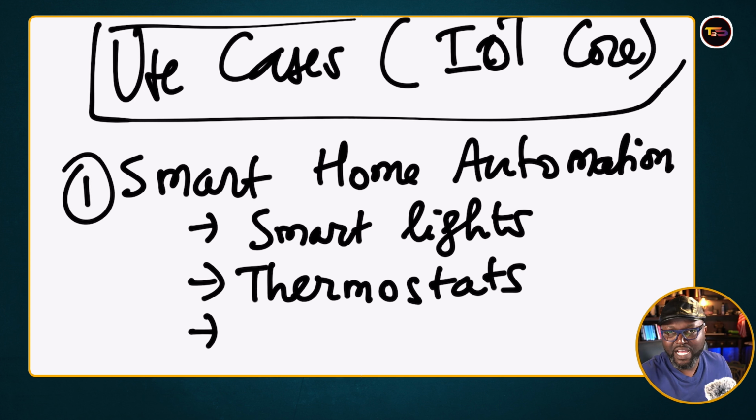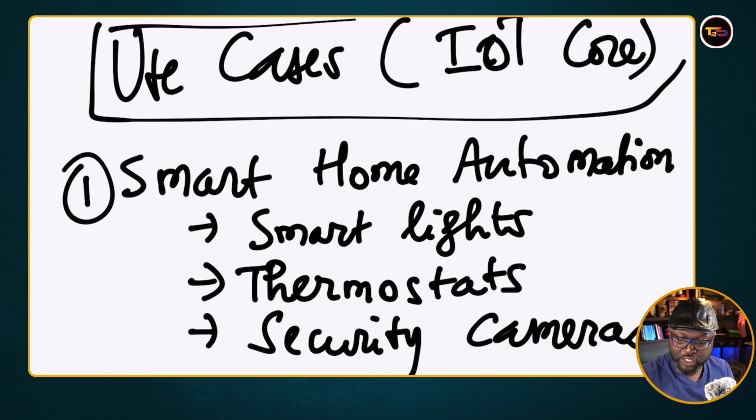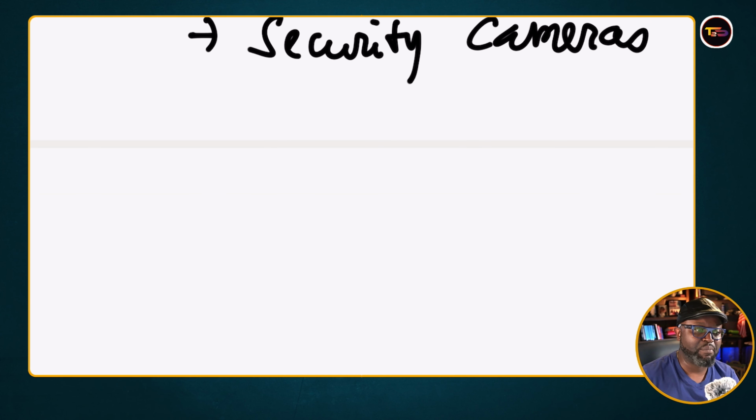These devices are connected to the cloud and then to something like IoT Core, depending on what cloud computing platform this company is using. And then the last one would be something like security cameras. I think I mentioned that before. Yeah. So those are some of the examples.